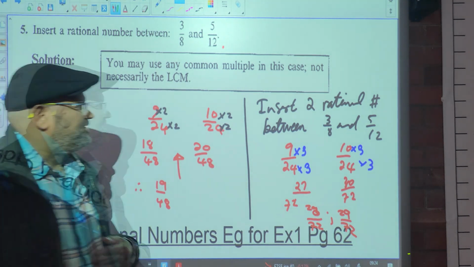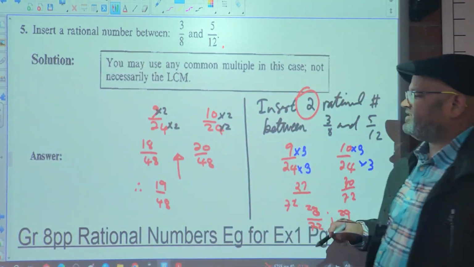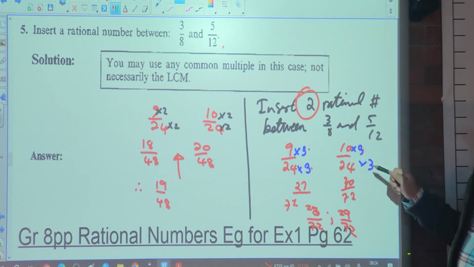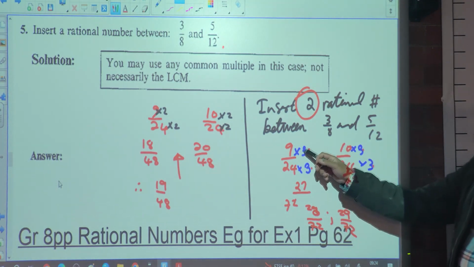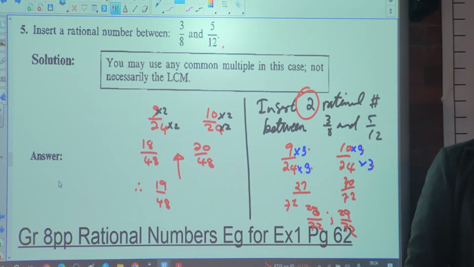If it had said insert three rational numbers between it, then I would have multiplied everything by 4. 5 rational numbers. You multiply everything by just 1. You guys understand?